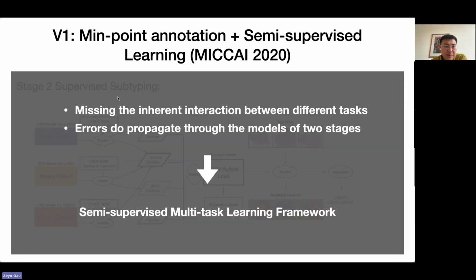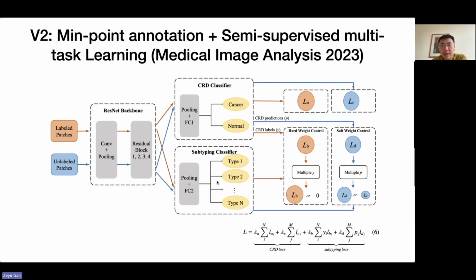But the problem here is it's a two-stage training framework. So we're missing the inherent interaction between the tumor detection and subtyping tasks. Also, if you have some mistake at the first stage, this error will propagate into your next stage. So we decided to design this semi-supervised multi-task learning framework that we published in 2023, but it was actually already done in 2021. So it takes ages to publish work in journals.